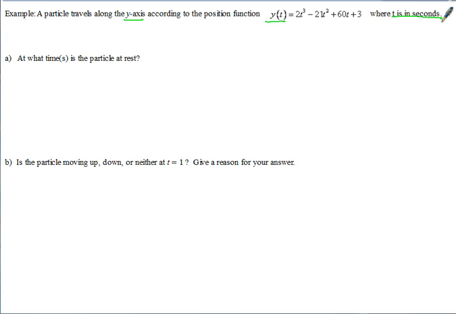So the first thing, part A, says at what time or times is the particle at rest? So this is another important two-word phrase that tells you something important. At rest means it's not moving. If it's not moving, that tells you something about the velocity. That tells you the velocity, if it's not moving, has to be 0.